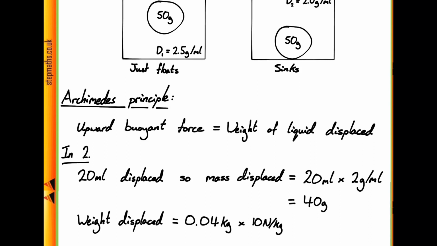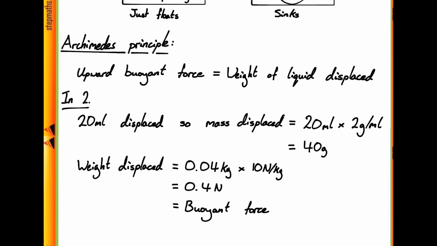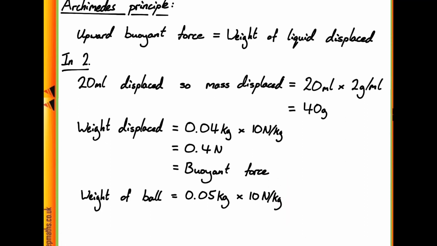This 40 grams is going to have a total weight of mg, the mass, multiplied by the acceleration due to gravity, or the gravitational field strength, which we just take to be 10, giving us a weight displaced of 0.4 newtons. And therefore the upward buoyant force is also going to be 0.4 newtons. Then, just before we try and find the reaction force due to the container, we can just find the weight of the ball at this point rather than doing it in a second, and we find that the weight of the ball is going to be 0.5 newtons as well.